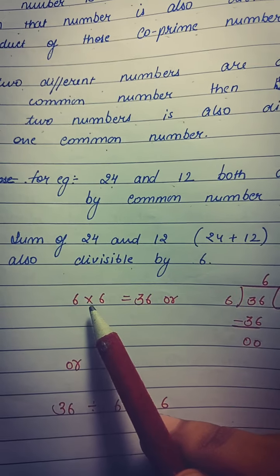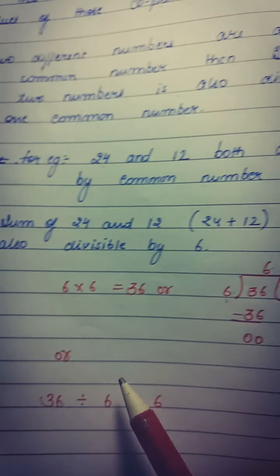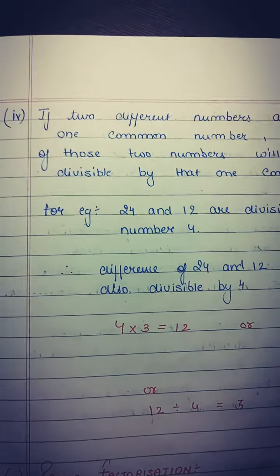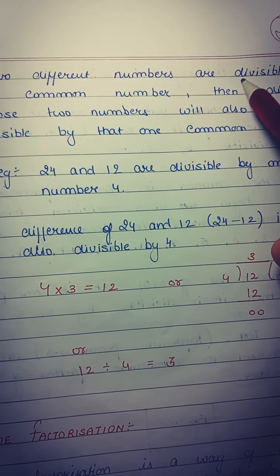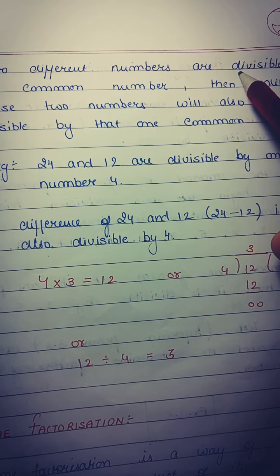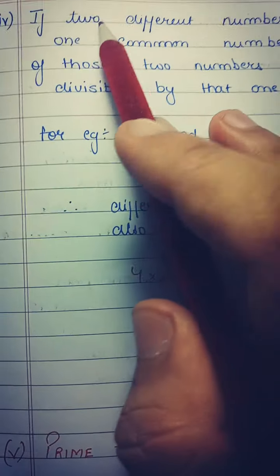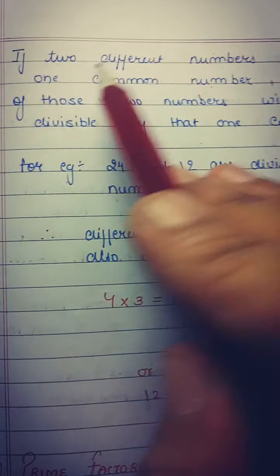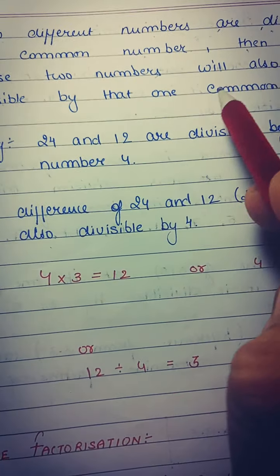As you can write, 6 sixes are 36, or you can also write 36 divided by 6 is equal to 6. Rule number 4: this rule is the same as rule number 3. The difference is that you have to calculate the difference, that is, you have to subtract here. If two different numbers are divisible by one common number, then the difference of those two numbers will also be divisible by that common number.